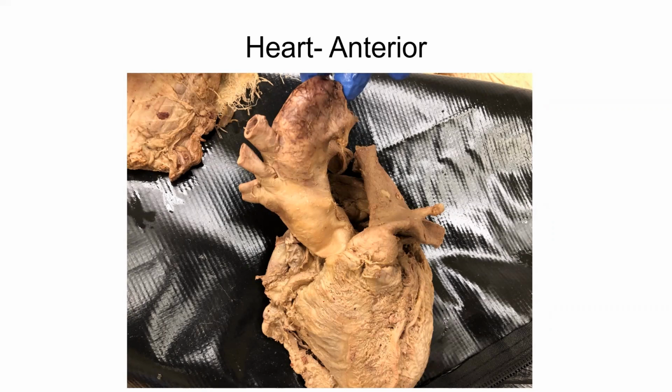Another anterior view of the heart, just reiterating some of these vessels here. So the right coronary artery giving rise to the right marginal on that side. And then here we can see the left coronary artery, excuse me. So right coronary artery, left coronary artery, the anterior interventricular, otherwise known as the left anterior descending, and then the great cardiac vein that's accompanying.